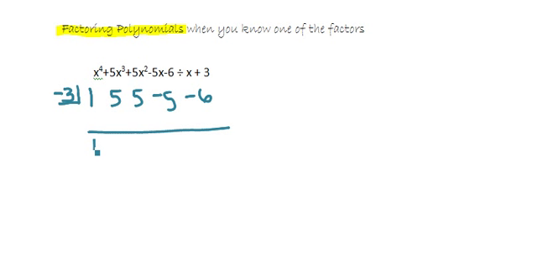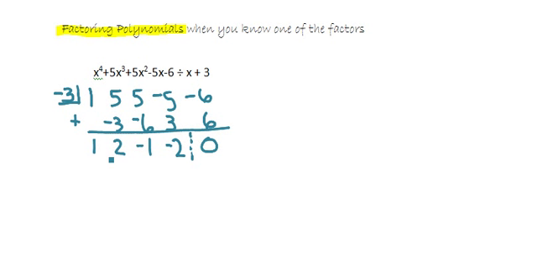-3 times 1 is -3 plus the 5 is 2. 2 times -3 is -6 plus the 5 is -1. -1 times -3 is +3 plus -5 is -2, and finally -2 times -3 is +6 plus -6. So in fact the remainder is 0, which is what we expected given the knowledge that that is supposed to be a factor.